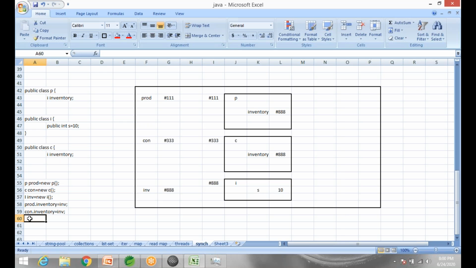Okay. So this time when the producer adds inventory, it adds 10. Where will the 10 quantity be incremented? On the 888. When the consumer orders 5 items, where will it be decremented from? Same place. So now they are in sync.